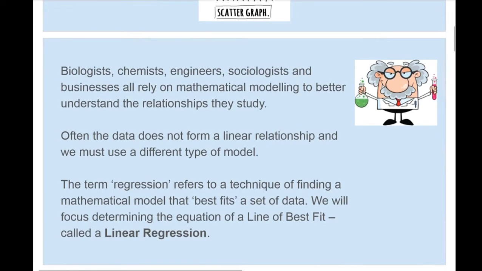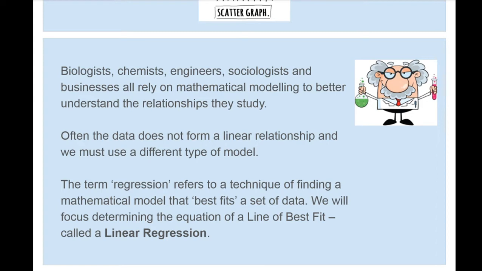Biologists, chemists, engineers, sociologists, and businesses all rely on mathematical modeling to better understand the relationships they study. Often the data does not form a linear relationship, and we must use a different type of model. In all the examples we will be looking at, they will have a linear relationship. The term regression, which we've brought up before, refers to a technique of finding a mathematical model that best fits a set of data. We will be focusing on determining the equation of a line of best fit called a linear regression.